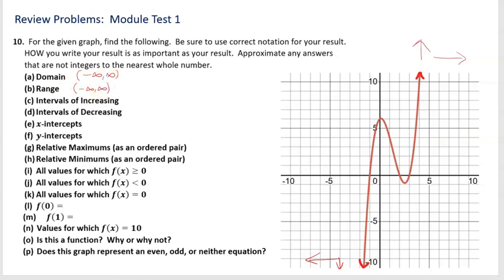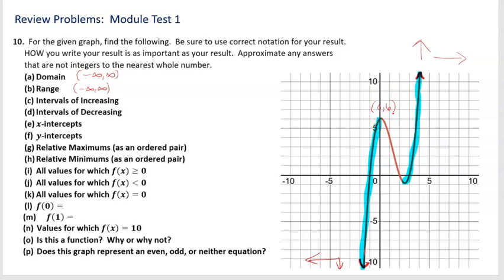Intervals of increasing. Let me highlight that in blue for you. That's where the graph is rising from left to right. Look, all of that is rising from left to right. Is that the only place? No. Right there, I'm also rising from left to right. But for increasing, you're only supposed to include x values. That's true for decreasing and constant. And the x values where this is rising is negative infinity all the way to, now careful here, that x value is not 6. That x value is 0. Matter of fact, that point right there is (0, 6).